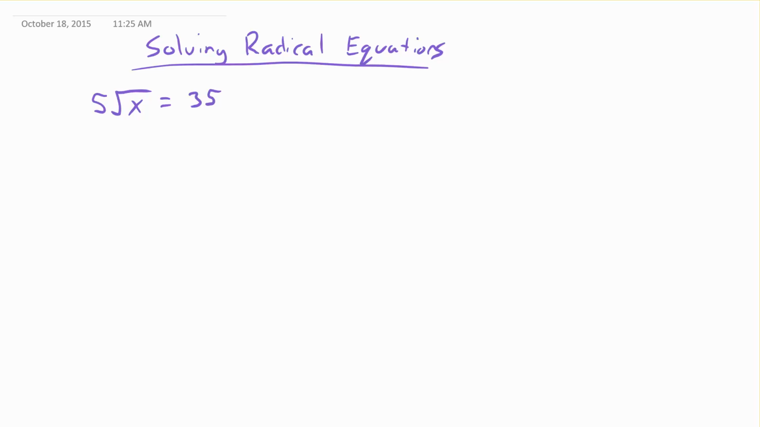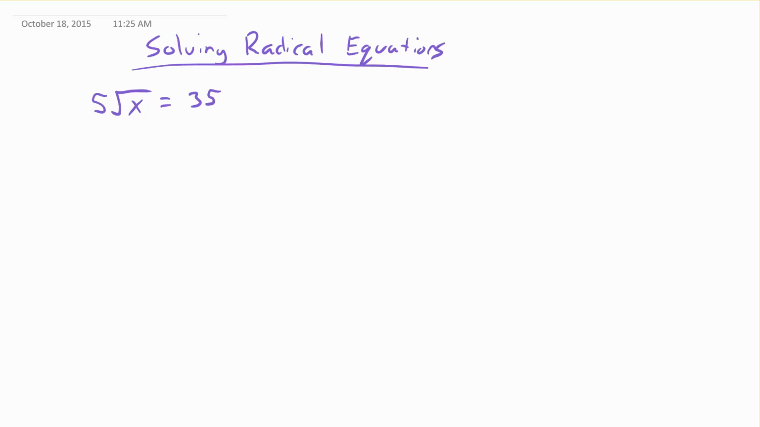Okay, hey, Math 20-2s. So what we're going to get into now is solving radical equations. All right, so here's an example: 5 square root of x is equal to 35. Before we were simplifying, now we actually have an equals sign there. We're actually going to be able to figure out what x is.